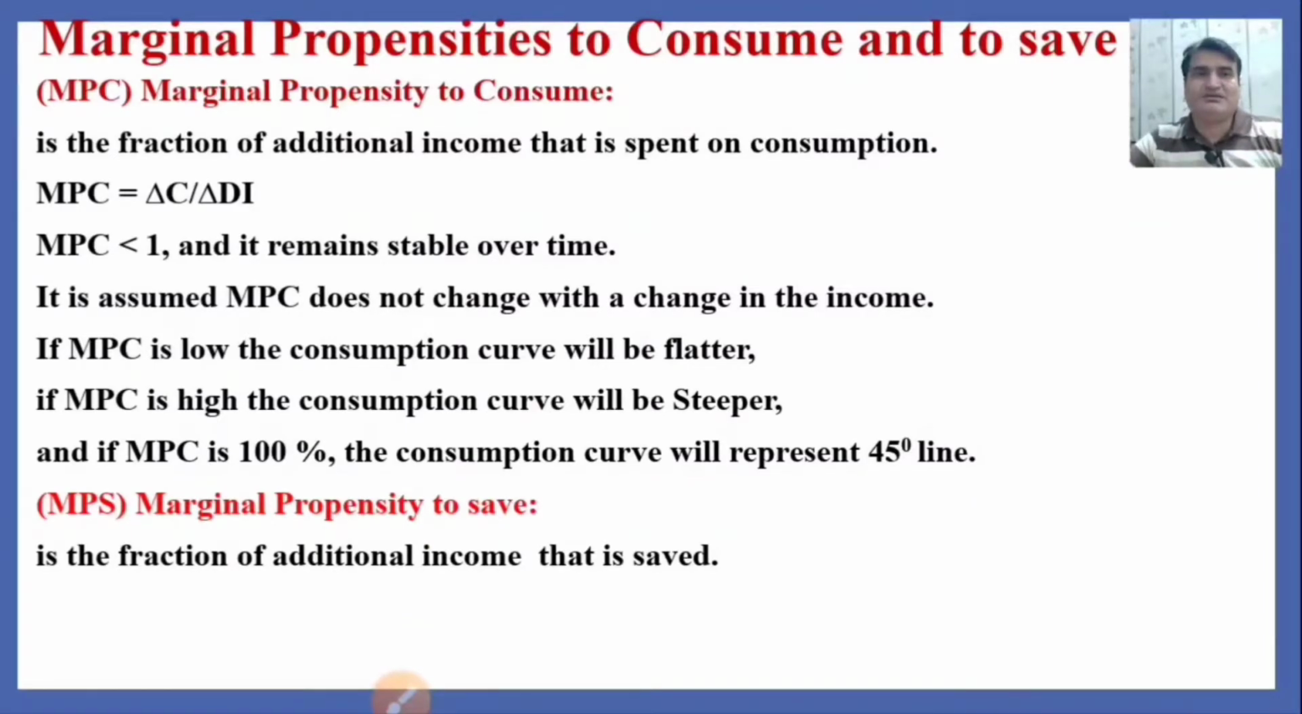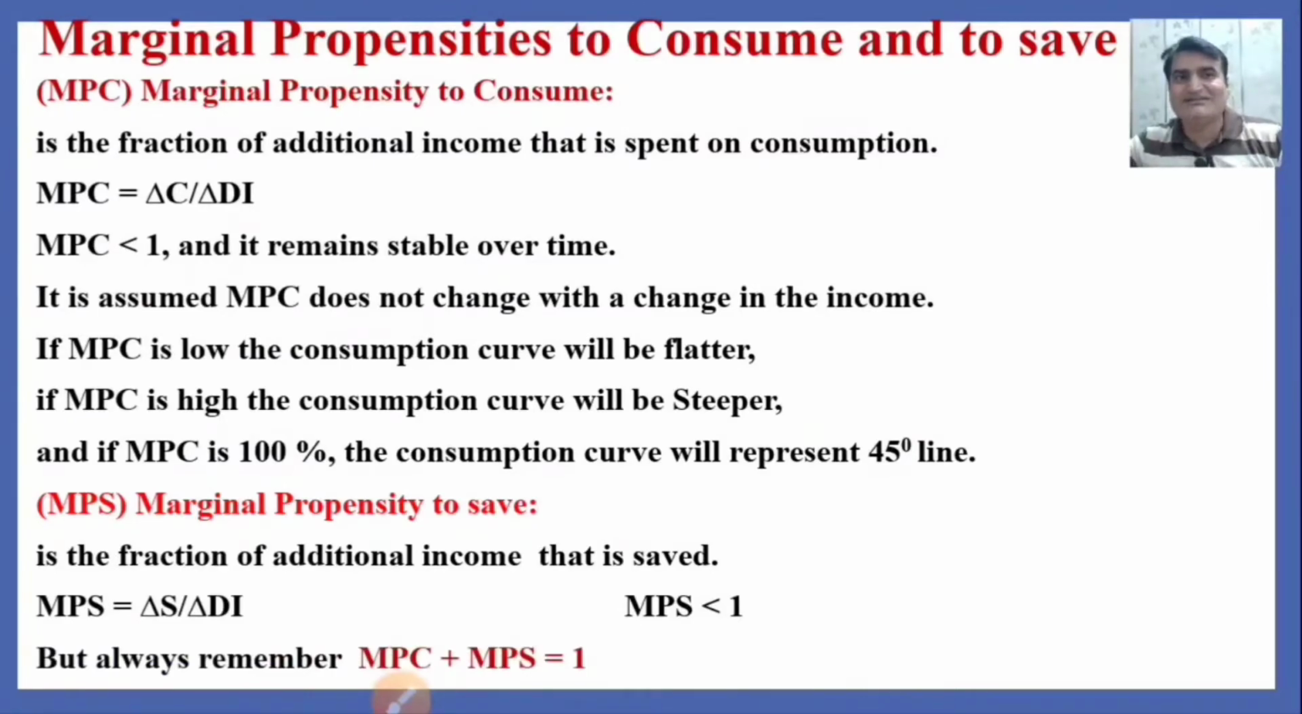Marginal propensity to save is the fraction of additional income that is saved. It means the change in saving divided by the change in disposable income. Marginal propensity to save is less than 1, but always remember that marginal propensity to consume plus marginal propensity to save is equal to 1.